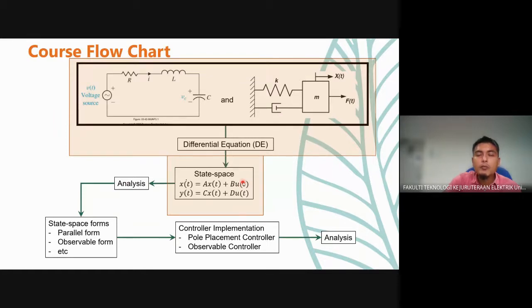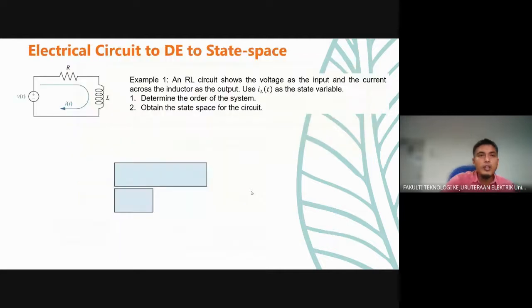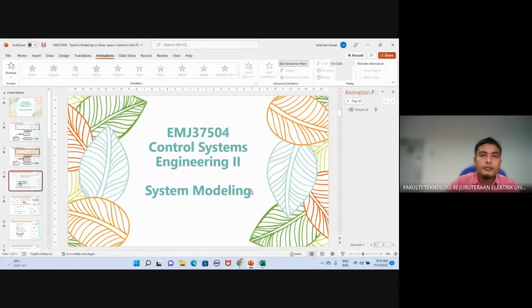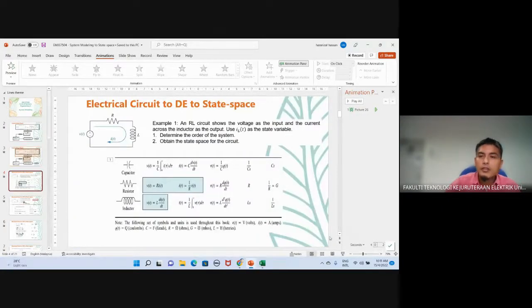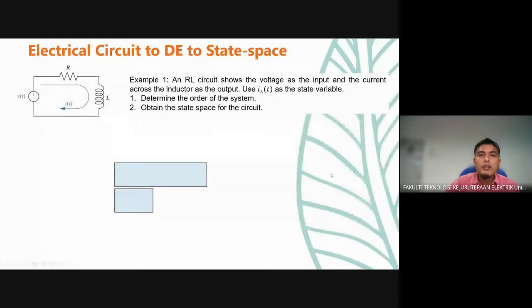So this is our objective. We want to convert an electrical or mechanical system to the differential equation, and later on convert it to the state space equation. Okay, so this is the example.